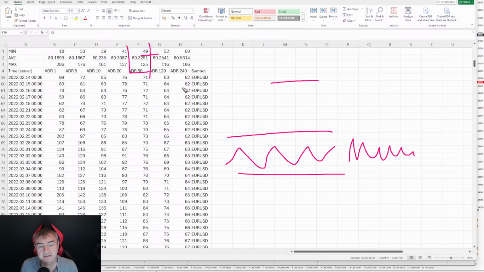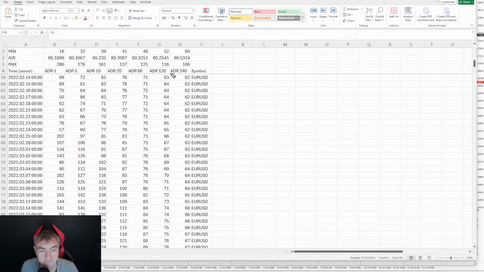That's why I was doing the research. With 240, basically, you can see here, it just doesn't change. You're changing 1 pip, 2 pip, 3 pip, yeah? Whereas this thing is changing from 72 to 145. This is changing from 62 to 66. So you're not really getting any deviation. 240 is a year. So this is the yearly daily range, yearly average.